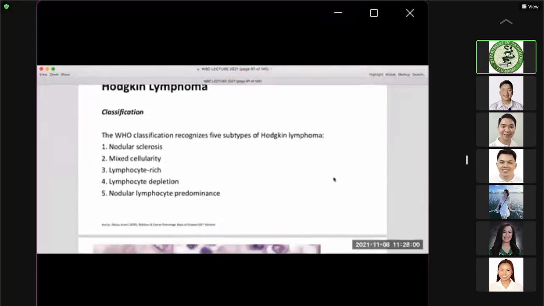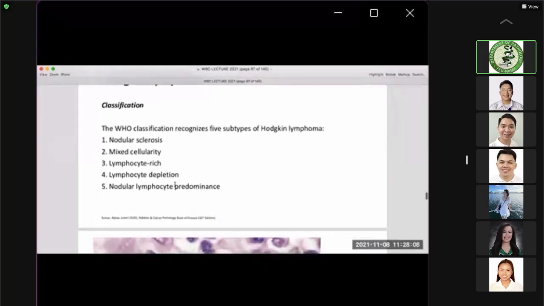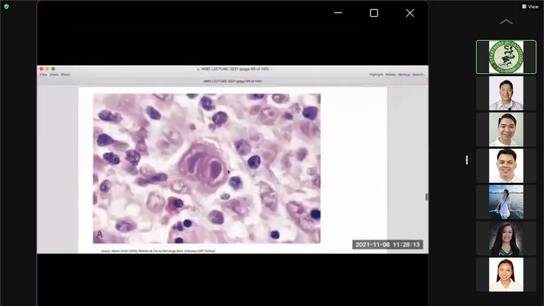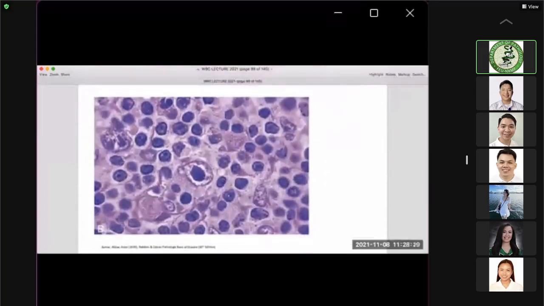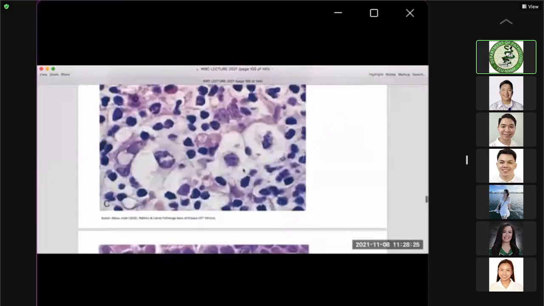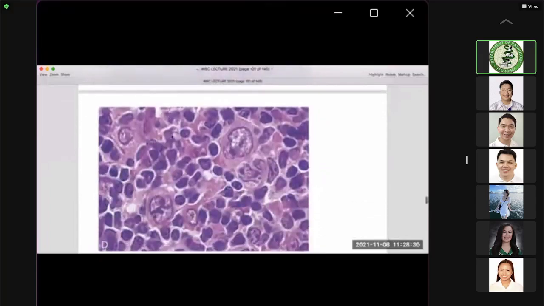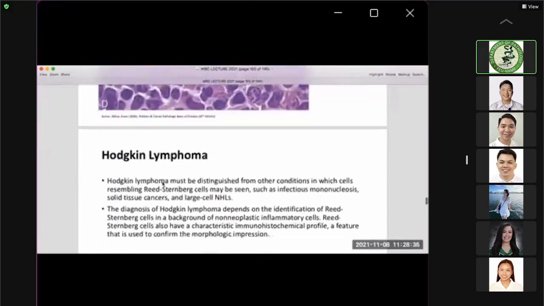Classification, may limang classification based on WHO. Nodular sclerosis, mixed cellularity, lymphocyte-rich, lymphocyte depletion, and nodular lymphocyte predominance. Okay, so that is Reed-Sternberg cell, as you can see here, or the RS cell, no? Showing us another one and another type of RS cell. Okay, this is another one, no? Showing us the RS cells. Then, yeah, popcorn, no? So those are RS cells.